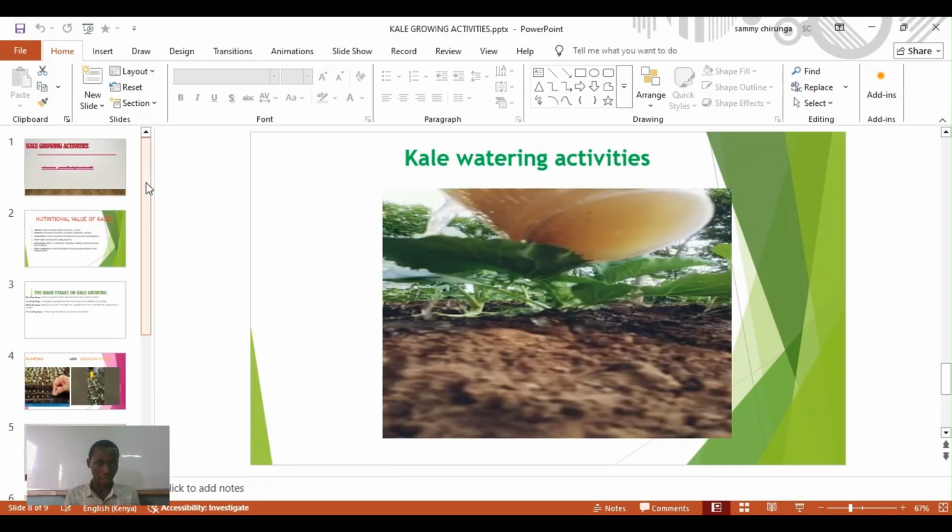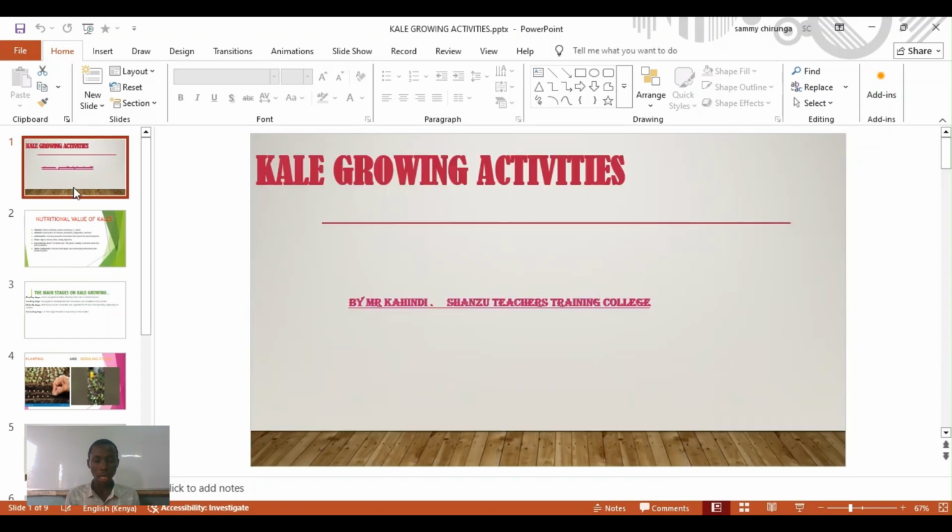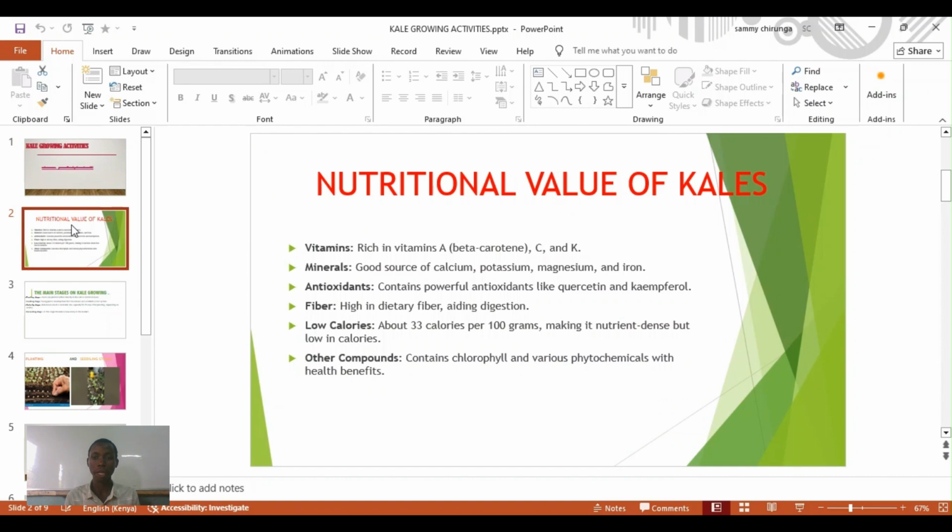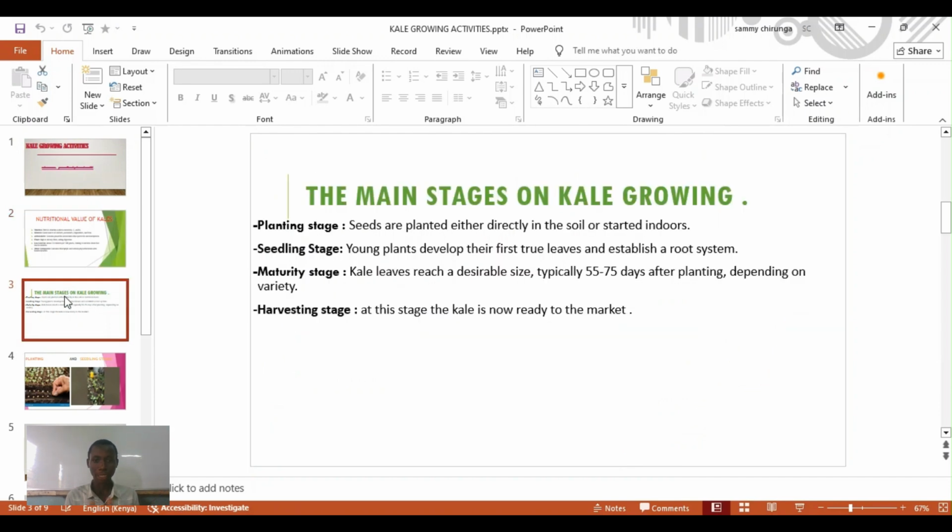So having that in mind, let me have just a recap of what we have just discussed. We have talked of the kale growing activities. We have narrowed down to the nutritional values of kales, whereby we have said we have the vitamins, the minerals, the fibers, antioxidants, the low calories, and the other compounds found in the kales, e.g., the chlorophyll and the phytochemicals with health benefits. We have moved to the main stages of kale growing: the planting stage, the seedling stage, the maturity stage, and the harvesting stage.